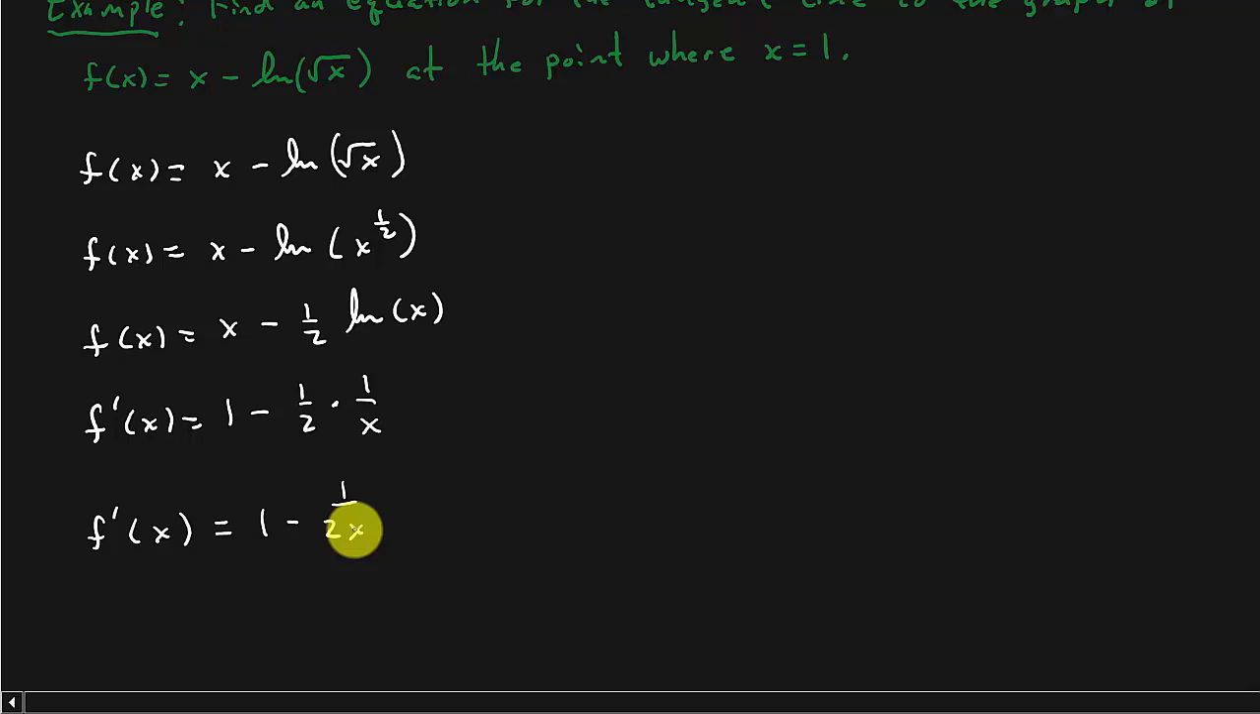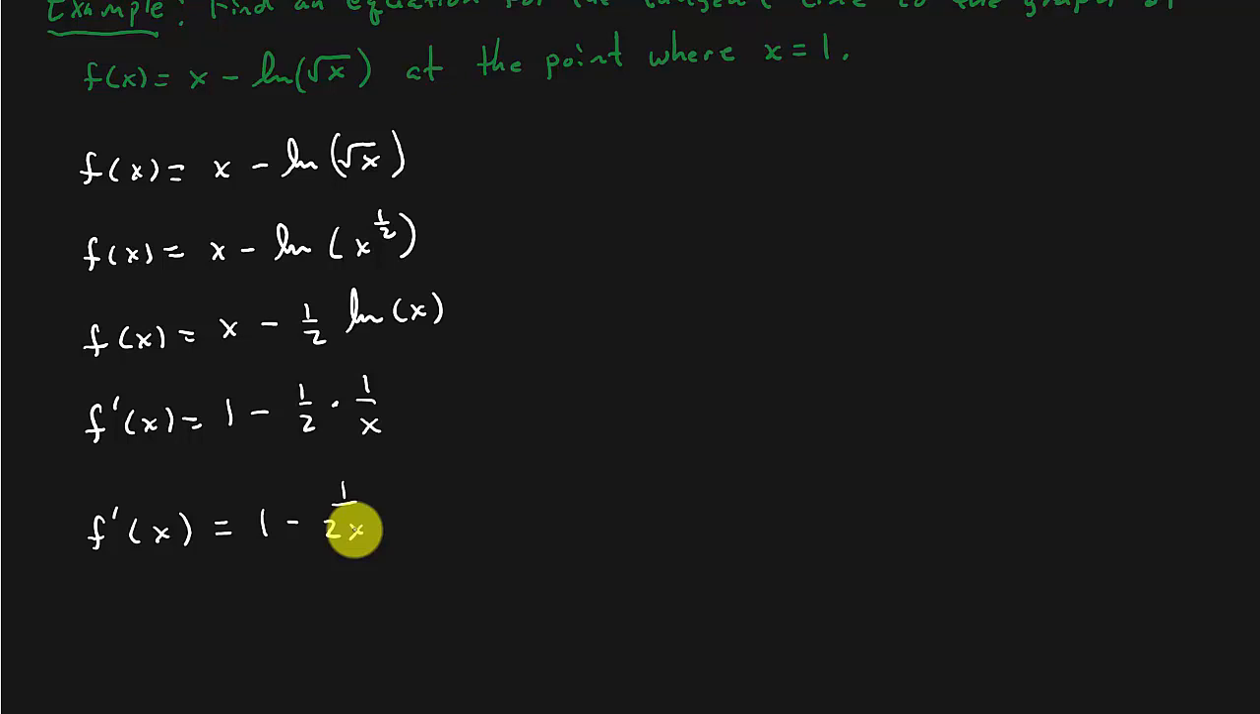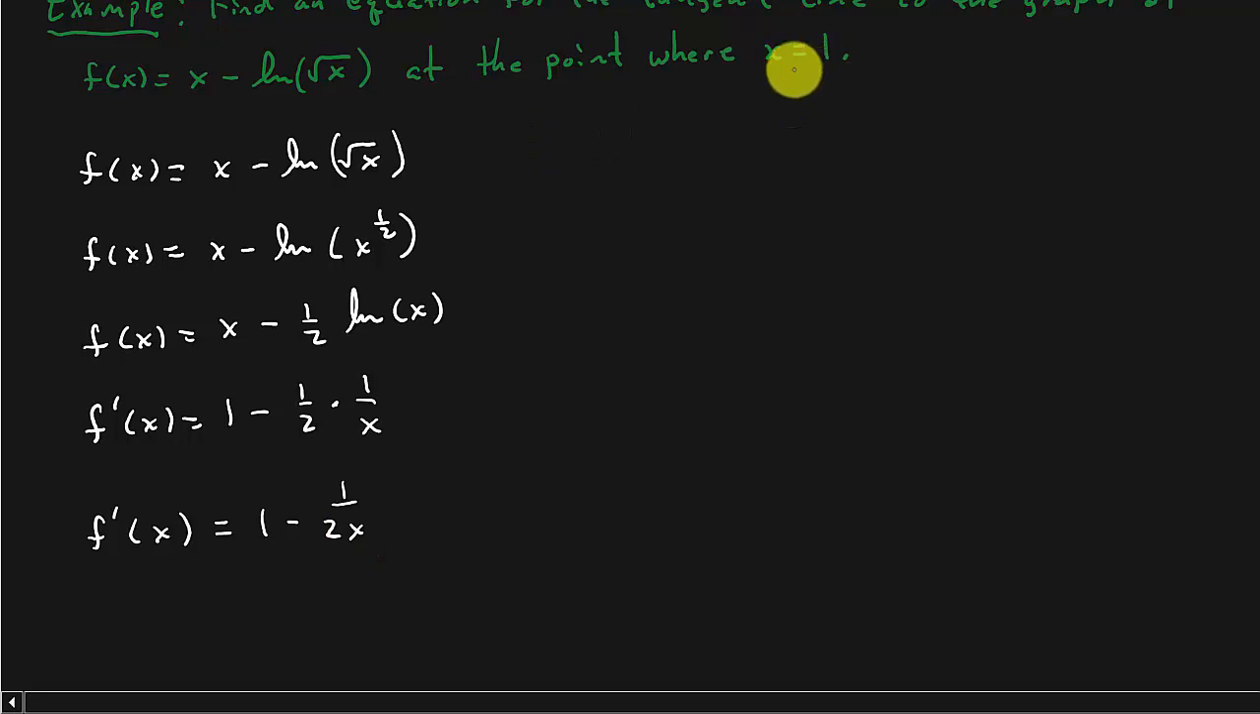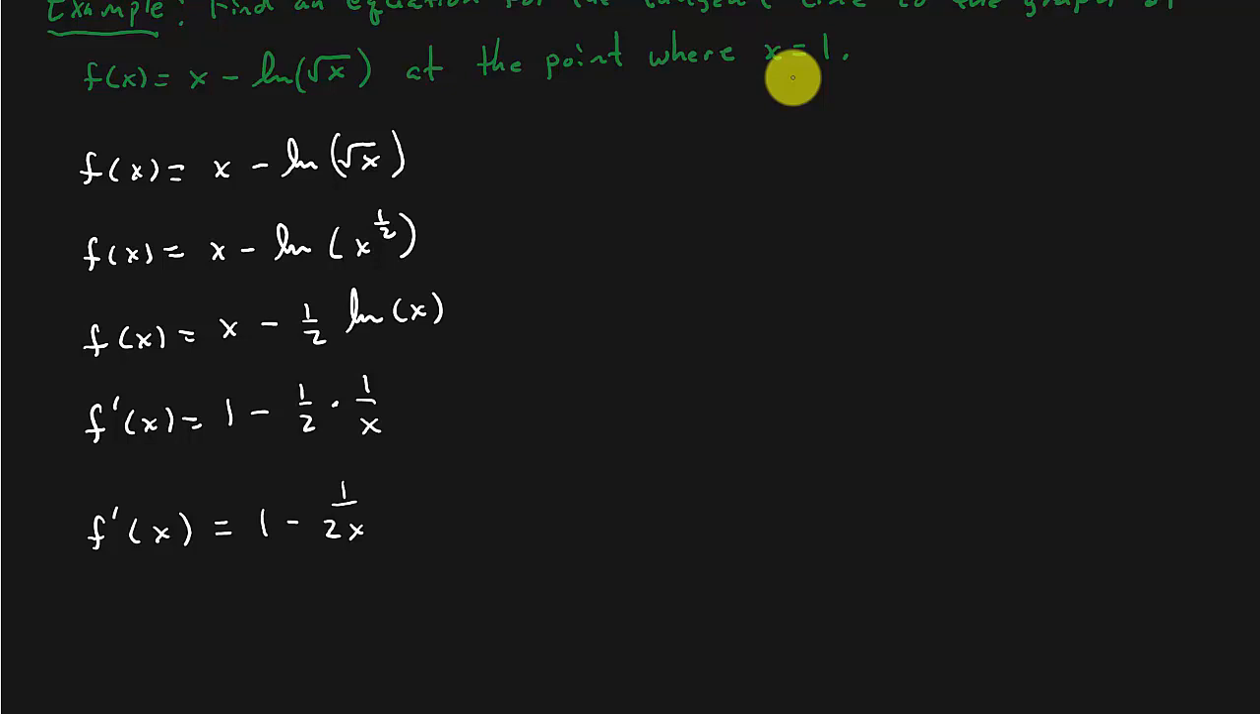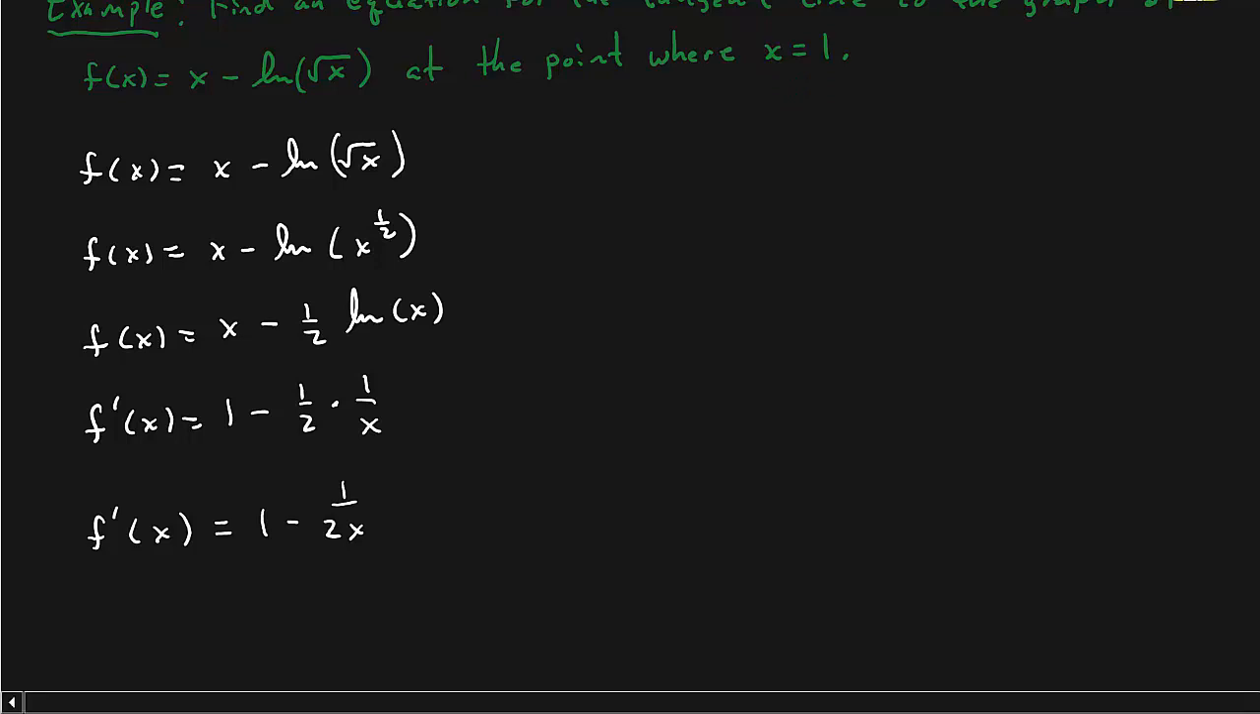All right. Now, they want us to find the equation of the tangent line when x equals 1. So remember, to find the equation of the tangent line, what do you need? You need a point on the line and you need the slope. So let's find the slope and then we'll get the point. The slope is just the derivative evaluated at x equals 1, because we're just in terms of x. So that's 1 minus 1 over 2 times 1, which is 1 minus 1/2, which is 1/2. So there's our slope.